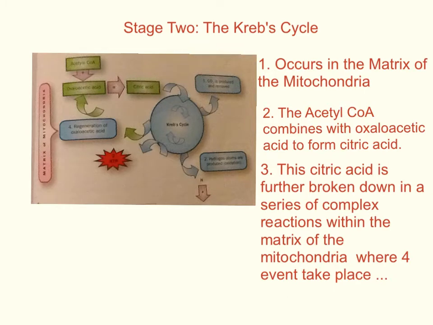Once this citric acid is formed, it is further broken down in a series of complex reactions, which as we know already occur in the matrix of the mitochondria, and 4 events will take place that are very important to the Krebs cycle. These 4 things you must memorize by heart if you want to answer this question and get full marks.